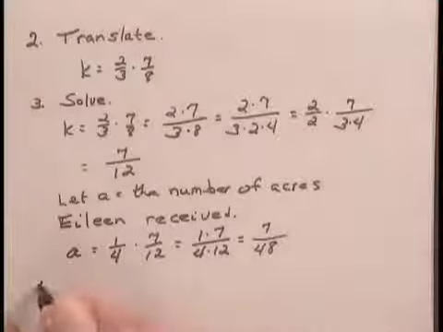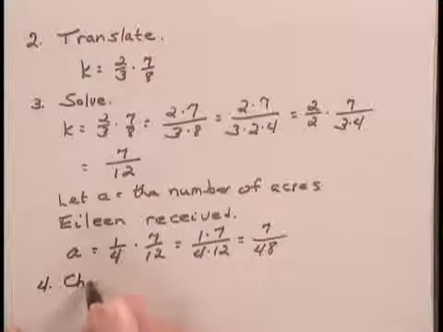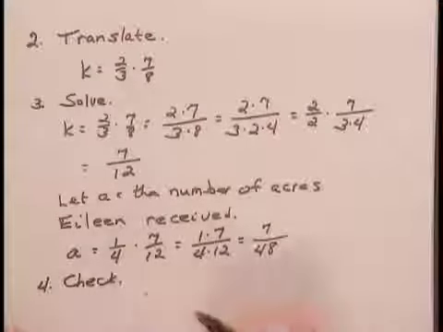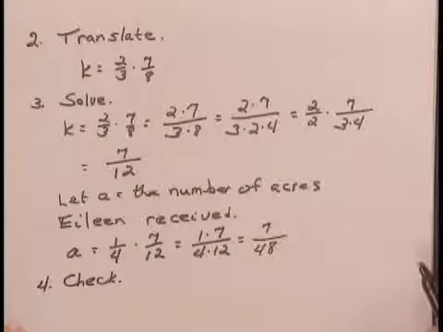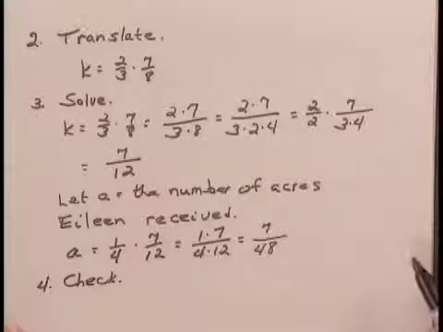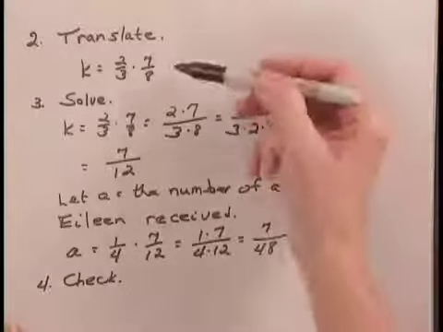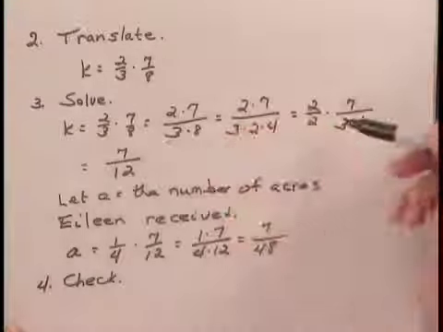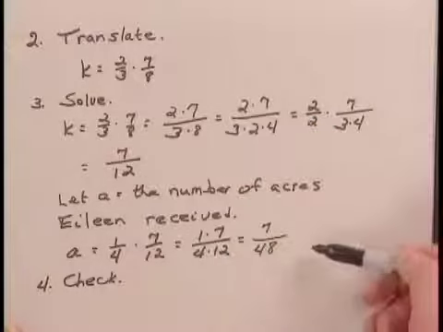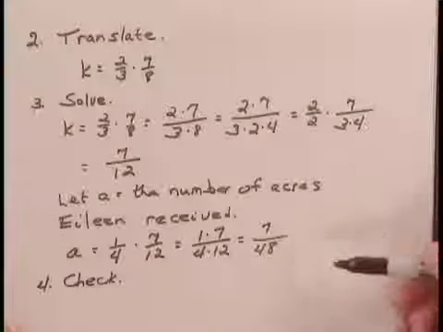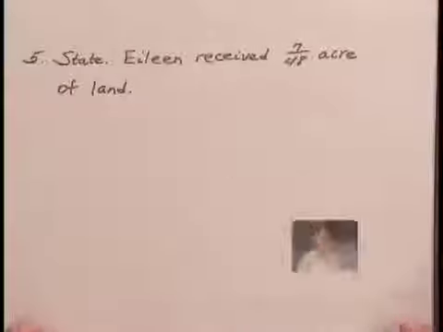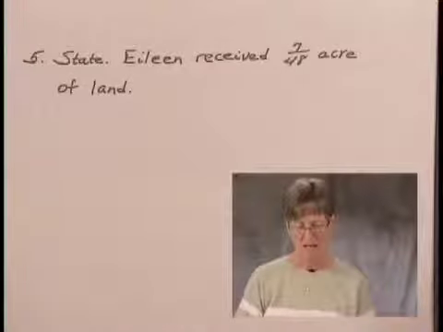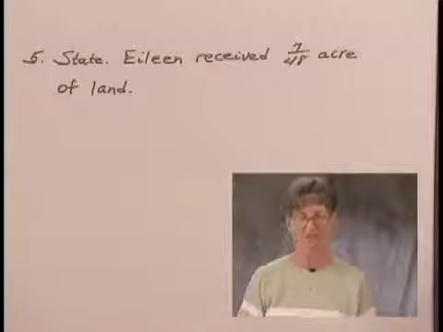The fourth step in the process is to check this answer in the original problem. And we have a 2-step problem. Each step involved multiplication of fractions. So the best way to check is just to go back and check that this multiplication was done properly and that this one was done correctly. And when we do that, we find that the answer does check. So we'll go to the 5th step in the process, which is to state the answer in a sentence. And we'll say Eileen received 7/48 acre of land.